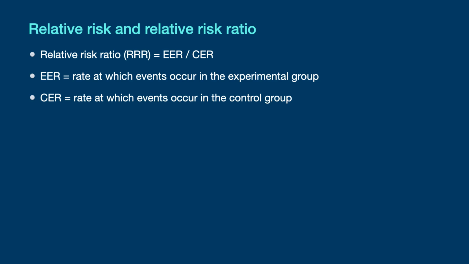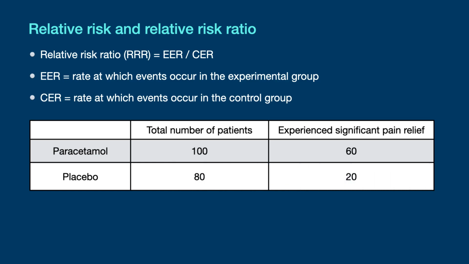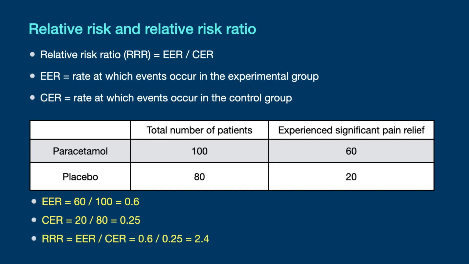For example, if we look at a trial comparing the use of paracetamol for dysmenorrhea compared to placebo, we may get the following results. So here, the experimental event rate, which is EER, equals 60 divided by 100, and the control event rate is 20 divided by 80. Therefore, the relative risk ratio equals 0.6 divided by 0.25, and the answer would be 2.4. If the risk ratio is more than 1, then the rate of an event is increased compared to controls.